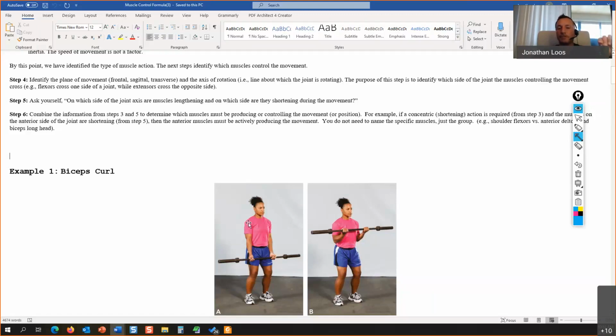Unless otherwise specified, it's assumed that it's under control. Unless it says explosively or as fast as you can, it implies that it's controlled, so that's slower than gravity. If I just let that bar drop versus me bringing it down to my side, that's with gravity, slower than gravity. Is that concentric, eccentric, or isometric? It's an eccentric function. So that's elbow extension working eccentrically.